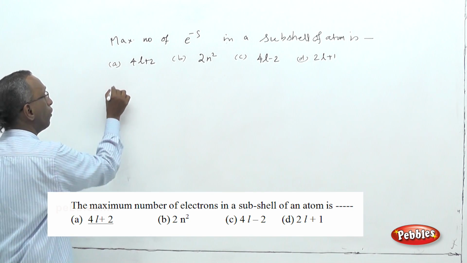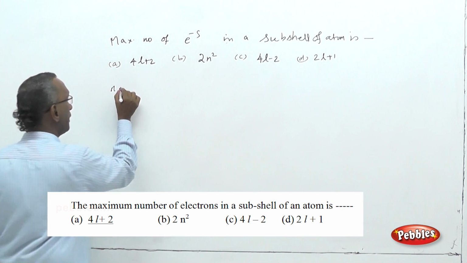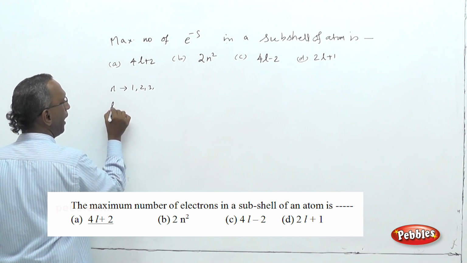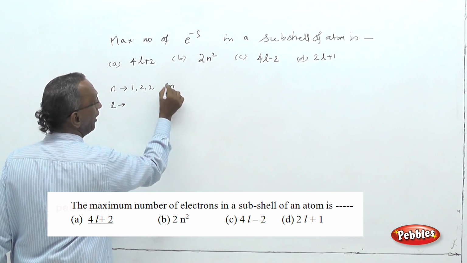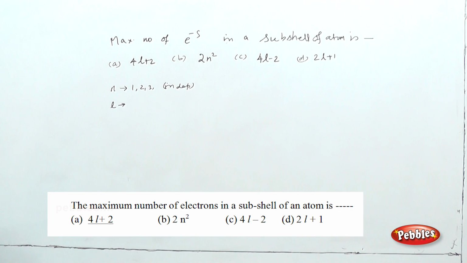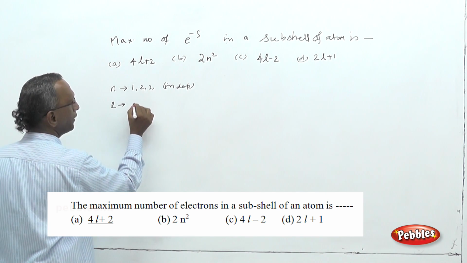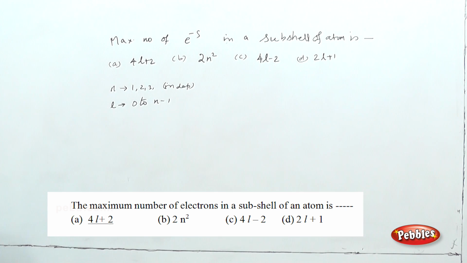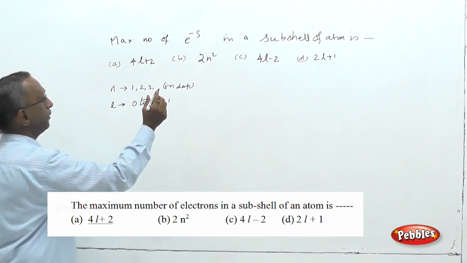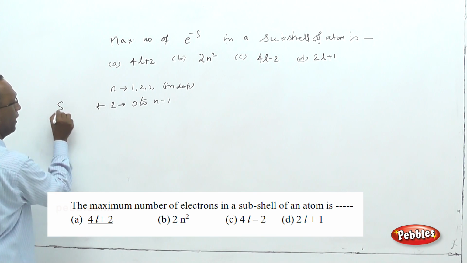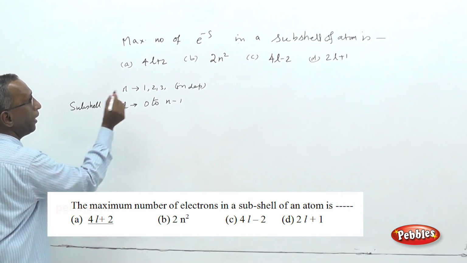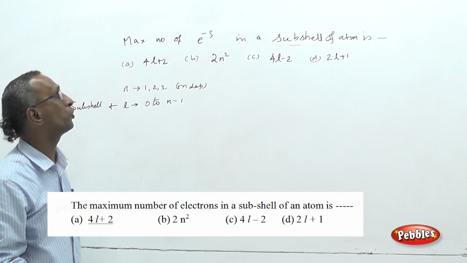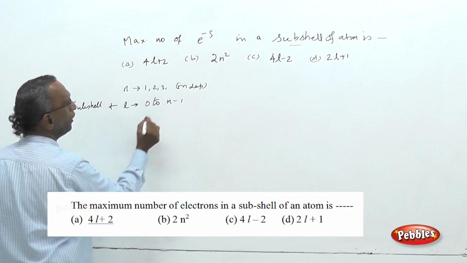Here n is the principal quantum number we have seen. So n can take values of natural numbers 1, 2, 3 like that. n is the independent variable. Then l is the azimuthal quantum number. l takes the values 0 to n minus 1. Here l represents the subshell. We have already seen the azimuthal quantum number is a measure of the subshell in which it is present.